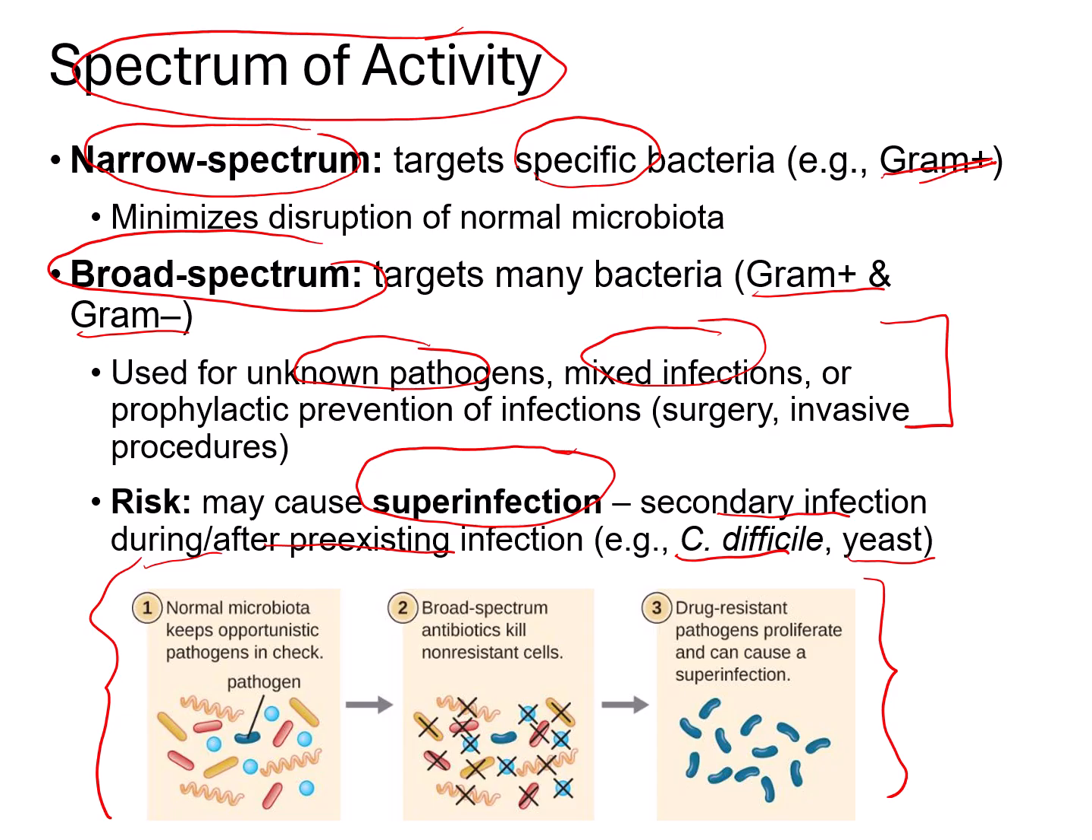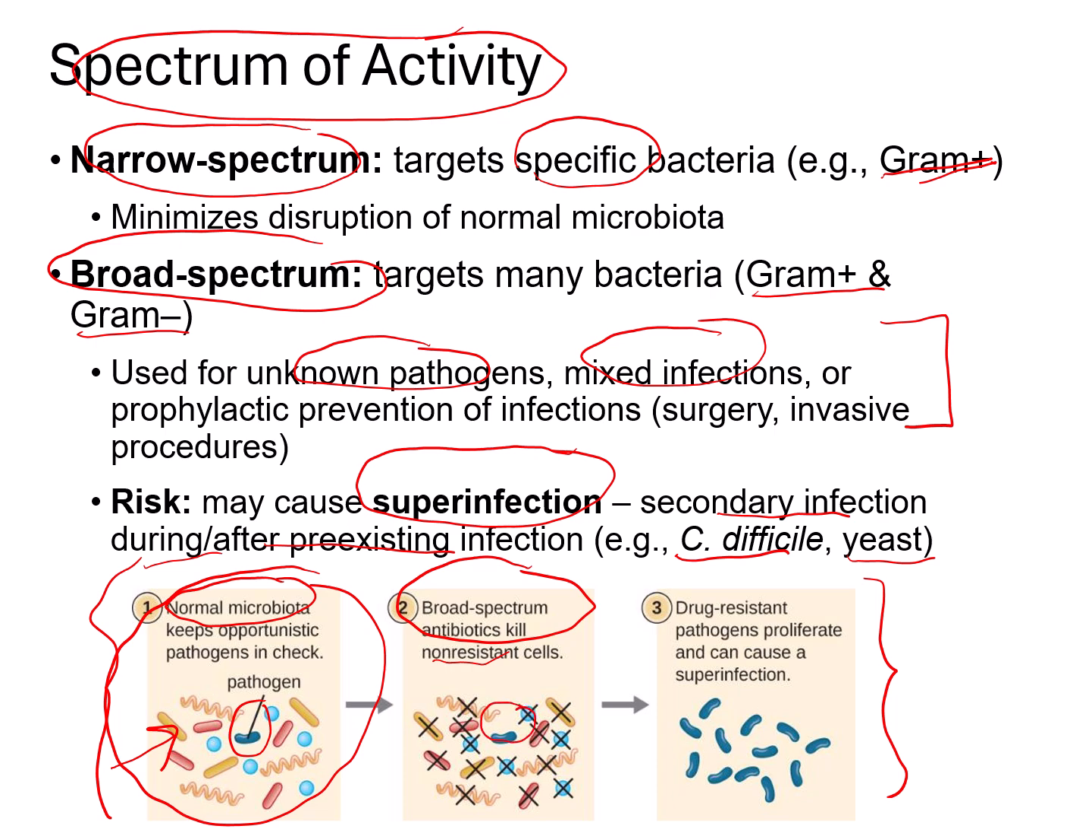And here we can see an example of how this happens. In normal cases, we have a lot of different normal microbiota, which could keep a pathogen in check, right? The normal microbes are using up nutrients and space, so the pathogen can't overgrow. But if we're taking broad spectrum antibiotics, it'll kill off everything that is not resistant to the drug, and the pathogen remains alive. So these drug resistant pathogens create a problem because now they can proliferate, they can overgrow, causing that superinfection.